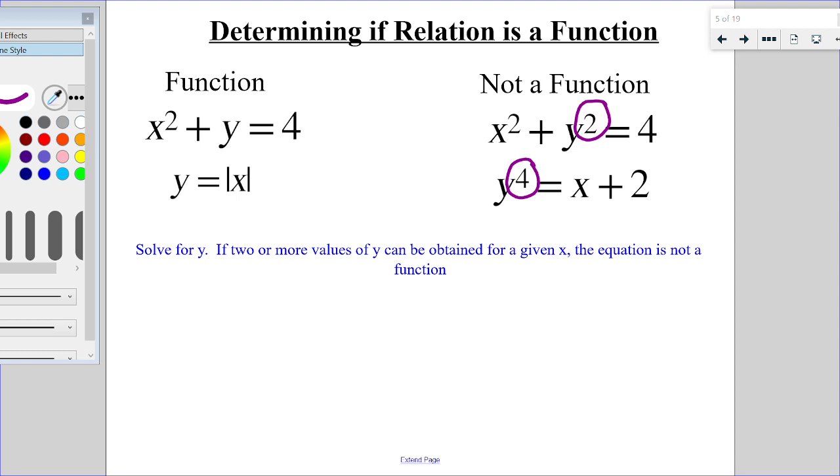I'm going to use that top example, and I'm going to solve that for y. So if I solved for y, I would start by subtracting that x squared over.